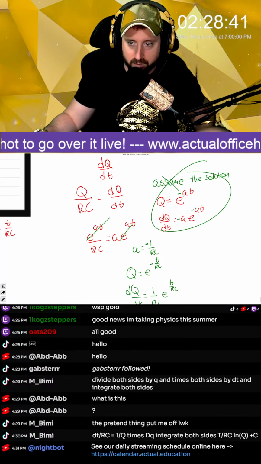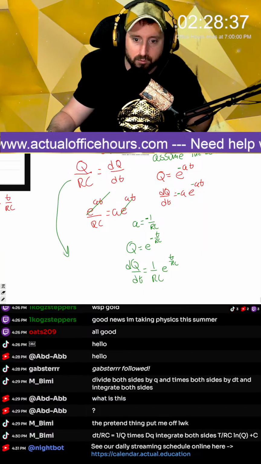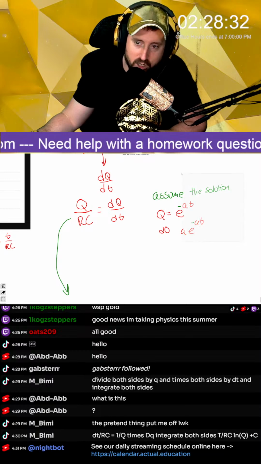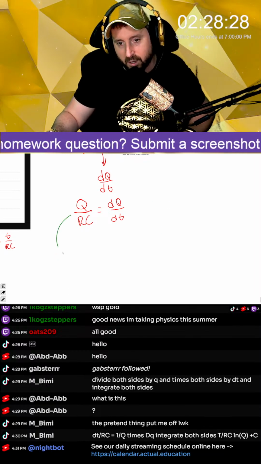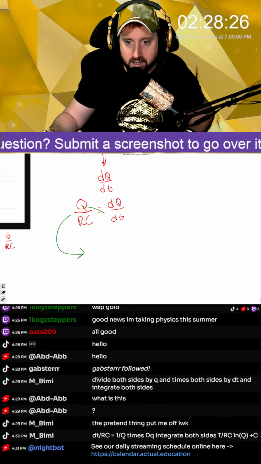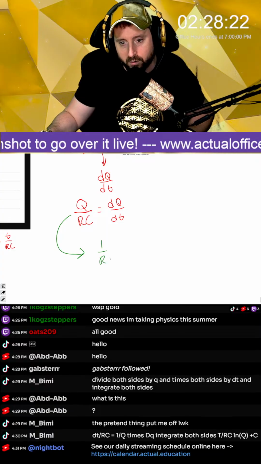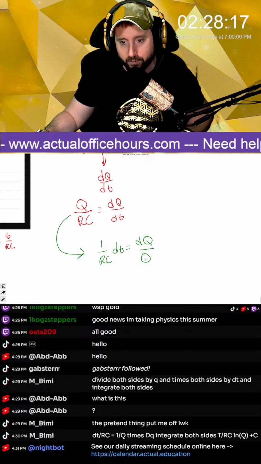You don't have to do this, actually. Sorry, I went down kind of a rabbit hole. You can actually just solve this directly. Let's get rid of all this. This is kind of cheating in DiffyQ when you say I already know the answer, let me just make it fit. If we move the Q over there and the dt over here, this is what I want. So I get 1 over RC dt is equal to dq over q. Perfect.